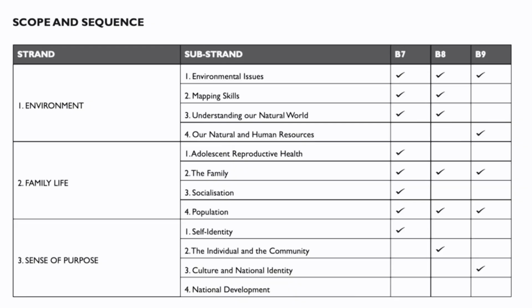Now let's come to sense of purpose. We see something done here nicely. Under sense of purpose, the child in year 1 or basic 7 will learn self-identity. He knows himself, his abilities, capabilities, and his complete being. That is self-identity.